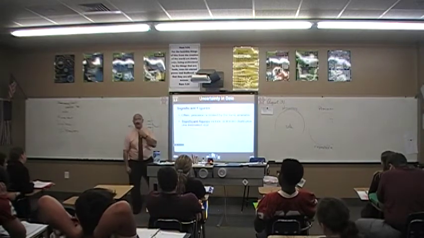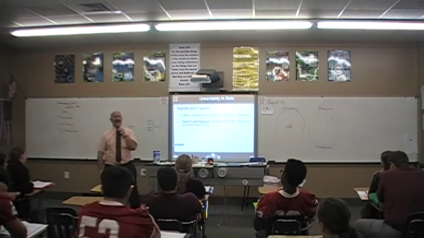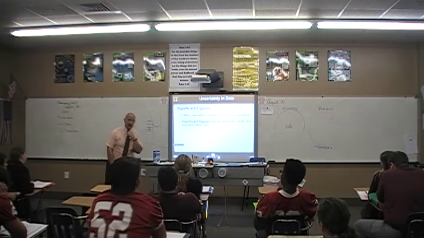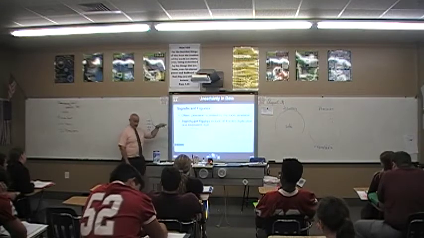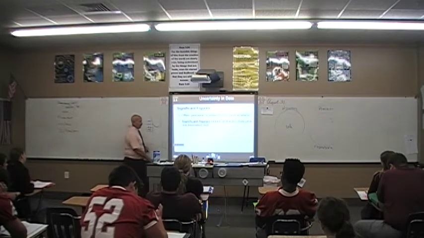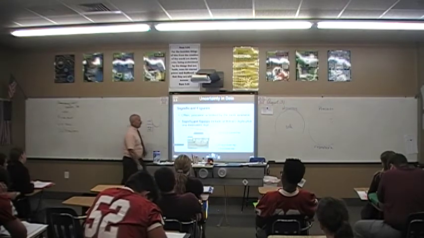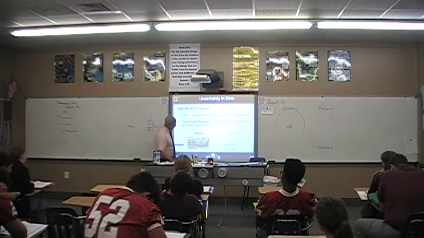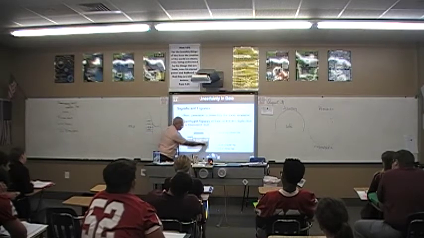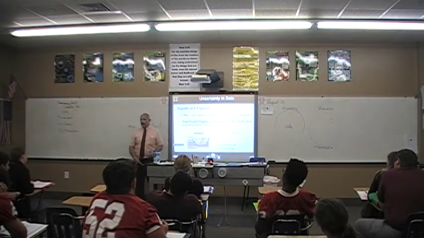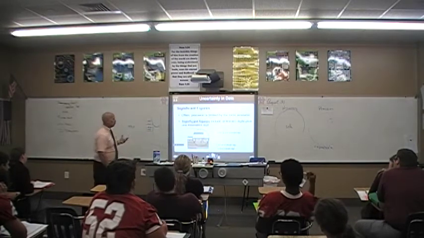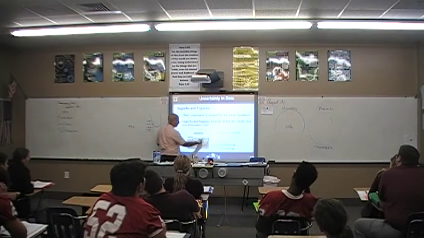I call them sigfigs. My abbreviation is SF. If you see that on your paper anytime in the next year, that means you forgot to take care of your sigfigs. For instance, a ruler. Here's a ruler, right? It's got centimeters. 4 centimeters, 5 centimeters, 6 centimeters. We're measuring this metal rod here. Is it between 5 and 6? Yeah. Everybody agree, okay? Between 5 and 6.